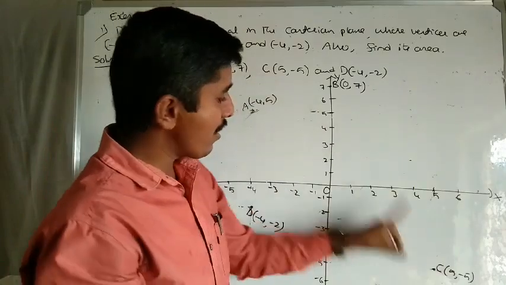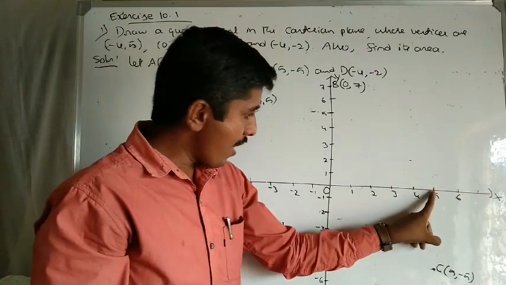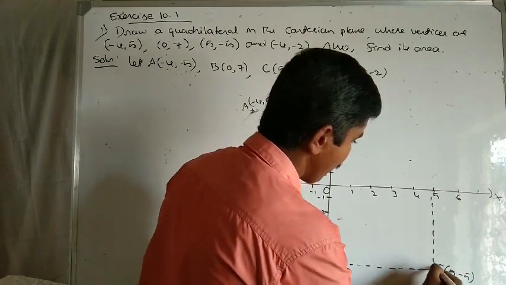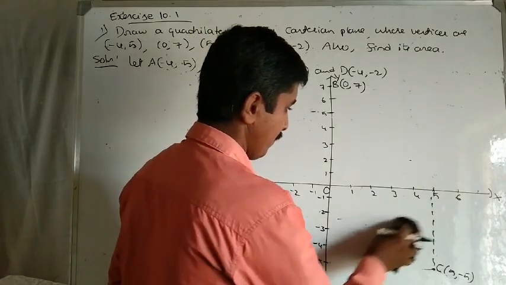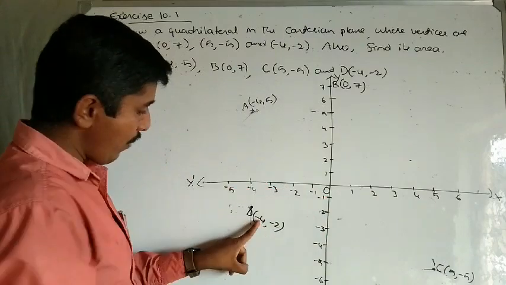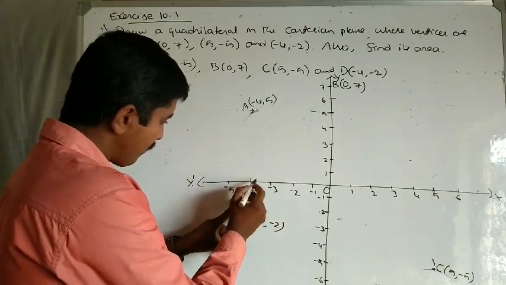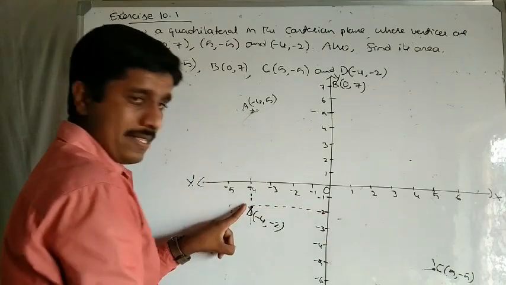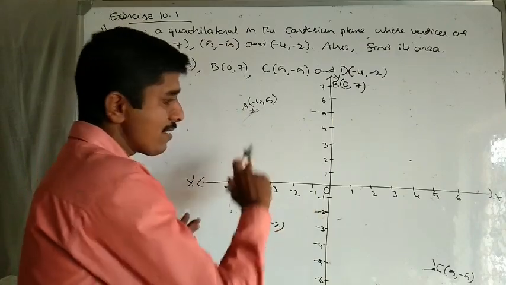Next, the third point, C point. Here x is positive and y is negative, which means this point lies in the fourth quadrant. Here x equal to 5 and y equal to minus 5. Correct. Clearly the C point lies here. Next, the last point, D point. X coordinate negative, y coordinate negative means this point lies in the third quadrant. Here x equal to minus 4, y equal to minus 2. This is where the D point lies. Got it. Here I mark the points in the xy plane.